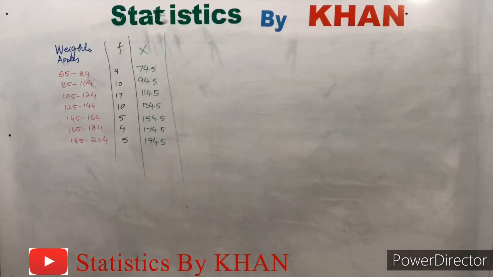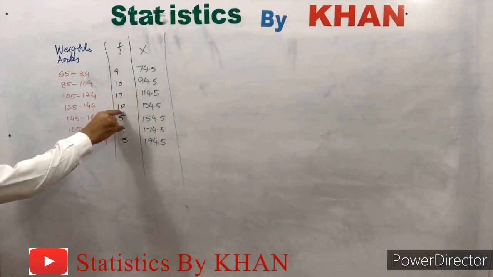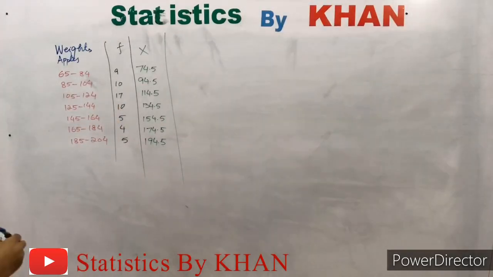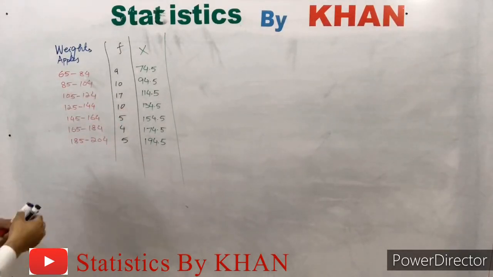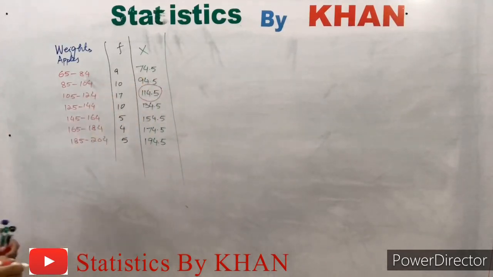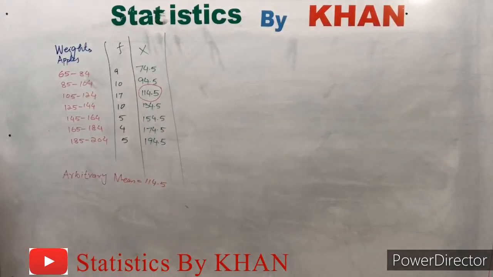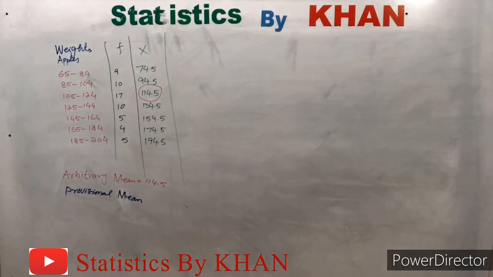For the coding method, what do we do? We take one of the values from the values of x. That value is called the arbitrary mean or provisional mean. Then we subtract that value from each value of x. Usually we take that arbitrary mean or provisional mean from the center. Why? Because if it is taken from the center, it will help in the computation. And if that value of x is taken against the maximum frequency, it will further help in computation. We are taking the value of x against the maximum frequency. So that value is 114.5. Now this is the arbitrary mean or provisional mean. Both of them are the same thing. Okay, this is the arbitrary mean.